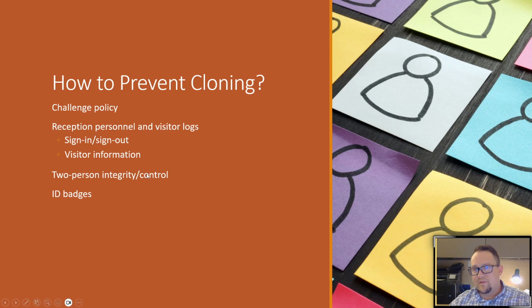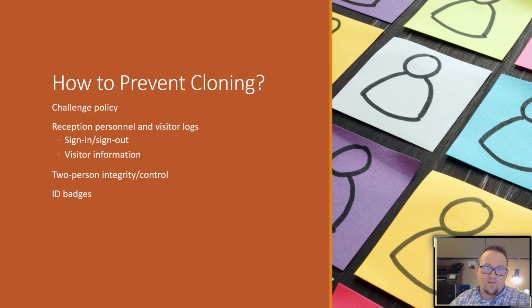So how do you prevent cloning? Well, we need to make a challenge policy. Don't be afraid to say, I don't recognize that person. Let me make sure that they belong here. Because there are a lot of times where that person just did not belong there, and they escaped through the system. So having a challenge policy is definitely worth it, and making sure that you know who is here and that they belong where they are.